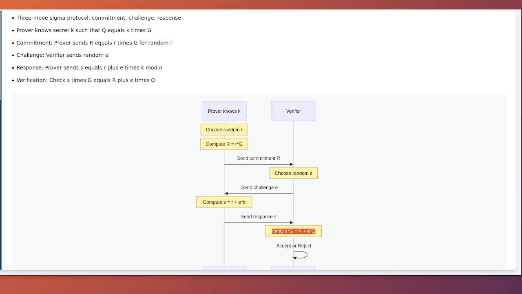Let's outline the protocol step by step. Setup. The prover knows a secret scalar K, and everyone knows the corresponding public point Q equals K times G. The prover wants to prove knowledge of K without revealing it.